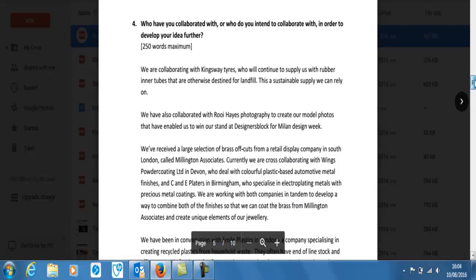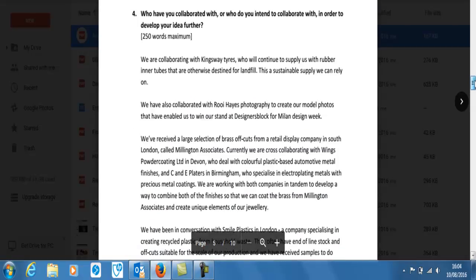Question 4: who have you collaborated with, or who do you intend to collaborate with in order to develop your idea further? Really, what this question's getting at is, bearing in mind that it's going to take collaboration with someone else to make your business work, who have you collaborated with already?